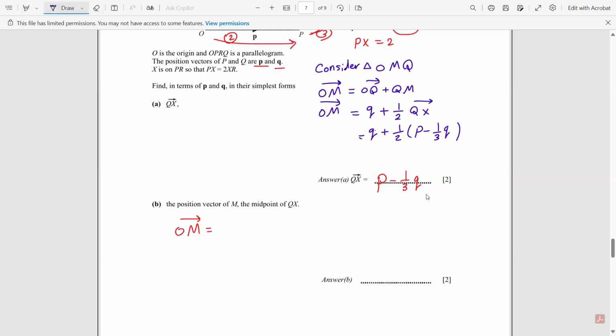So the answer is q plus half p minus half times 1/3 is 1/6 q. I solve q with q. Just leave half p alone, this part. And the q minus 1/6 q is 5/6 q. And this is the answer of the vector OM.